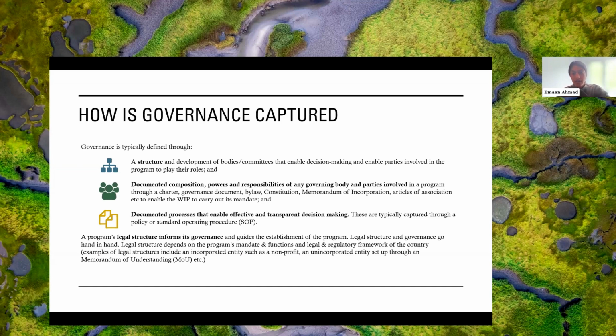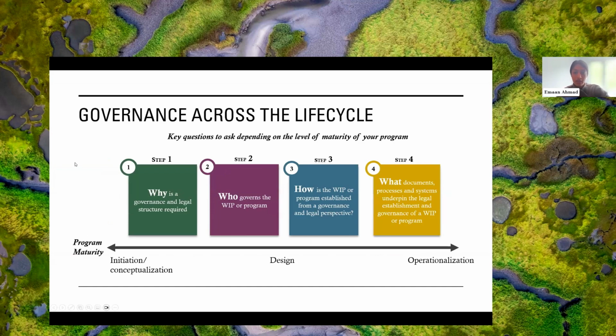So on our next slide, we have the key questions to ask across the governance lifecycle. And so depending on your program's maturity, you're at a different stage when thinking about governance. And so this helps guide you through what your key priorities are depending on the stage of your program. So at program initiation or conceptualization, you're really thinking about why is your governance structure required, and starting to think about what legal structure you might want to introduce for your program.